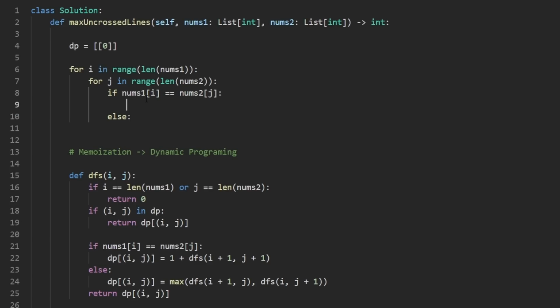Now, first, if the characters do match each other, we probably want to do something like dp at i and j is going to be equal to 1 plus dp at i minus 1 and j minus 1, right? Because isn't that how we look diagonally to the top left? You're right, but remember, i is going to start at 0. j is going to start at 0. If we try to do i minus 1 and j minus 1, if we try to do 0 minus 1, we're going to get an index out of bounds error.